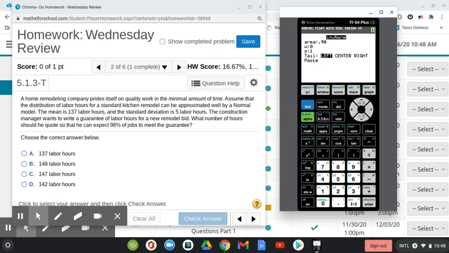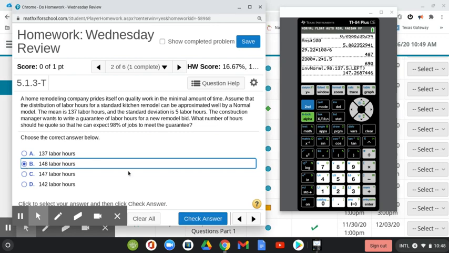The mean is 137. The standard deviation is 5. So then we'll come down here and paste. And we get 147.26. So you always want to round up. So it should be 148. Not the closest, but always round up from this number.